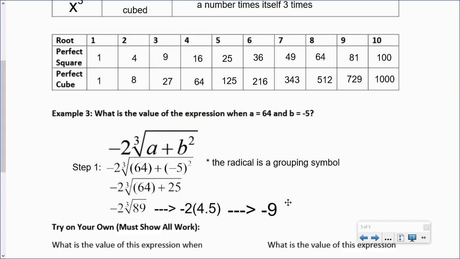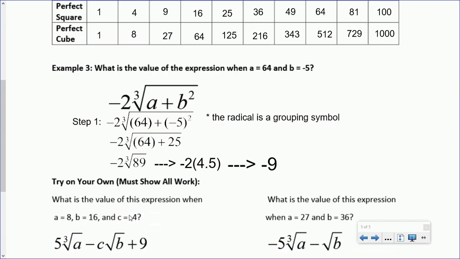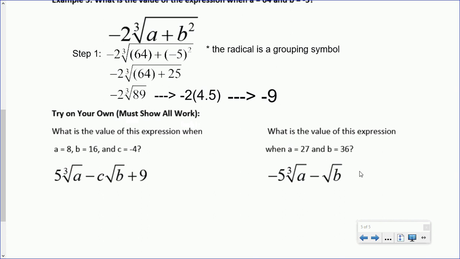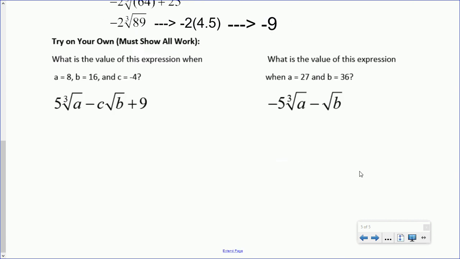That's an estimation. It's not the greatest example. This would have been better if it was like 125, which it should have been, because then it would have looked a lot nicer. But it works out for your examples. So go ahead and try these two on your own. They're really quick. And that's it for the video.